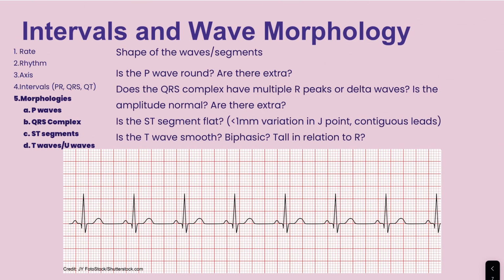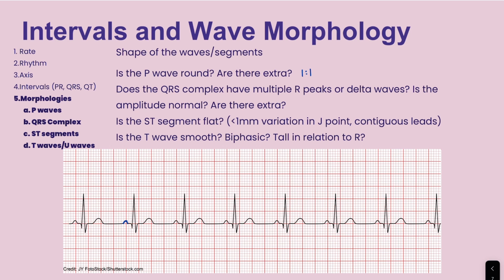Morphology is a little bit of a catch-all. It's looking at the shape of the waves and the segments. So is the P wave nice and round? Is it a nice little hump? Are there extra? We expect a 1-to-1 ratio. If there are more P waves in QRS complexes or vice versa, then we have to investigate further.